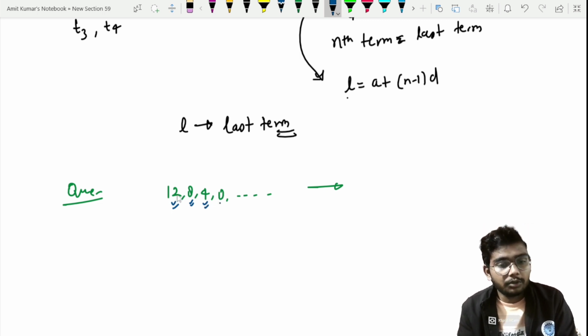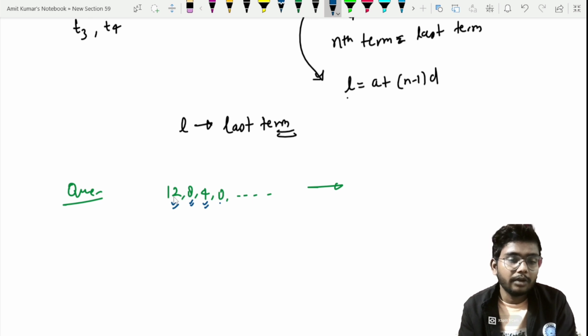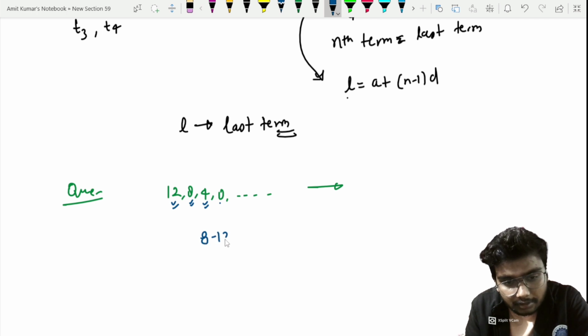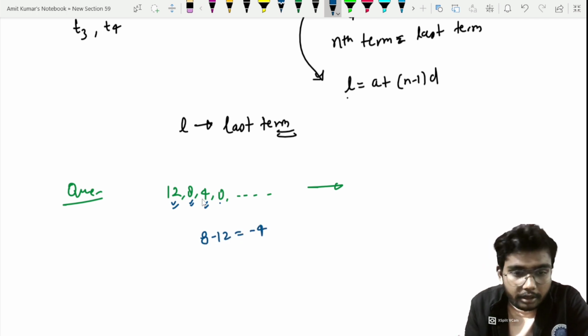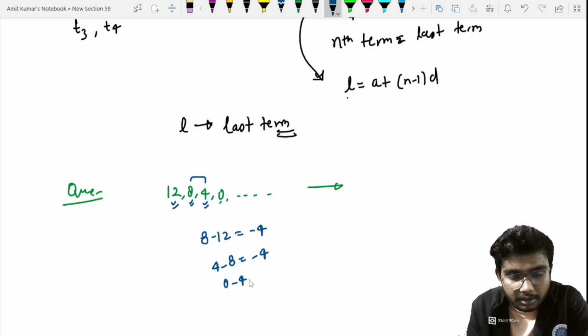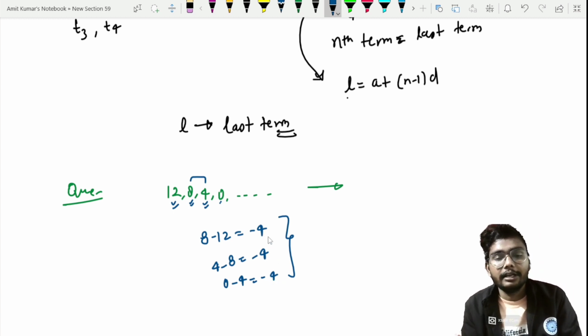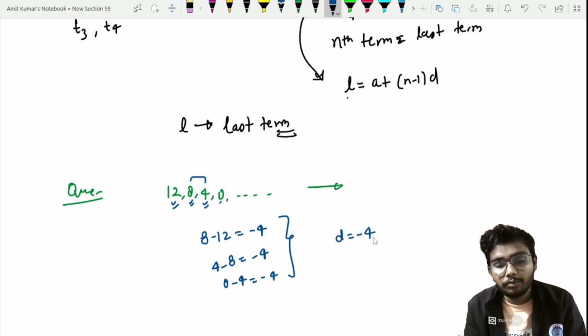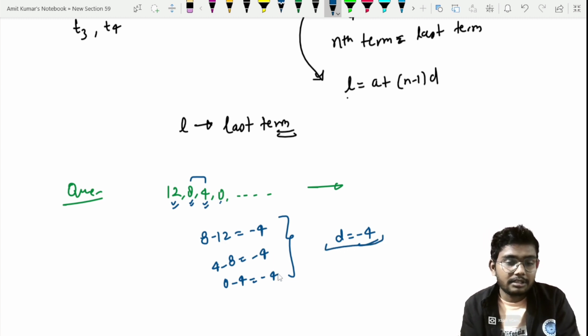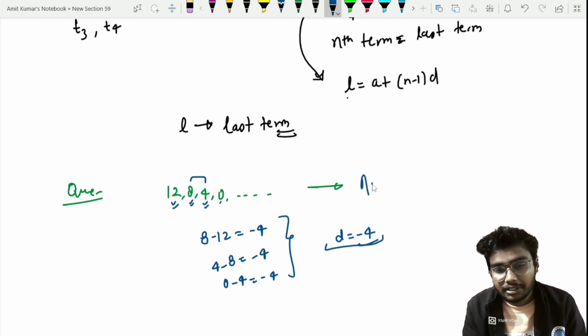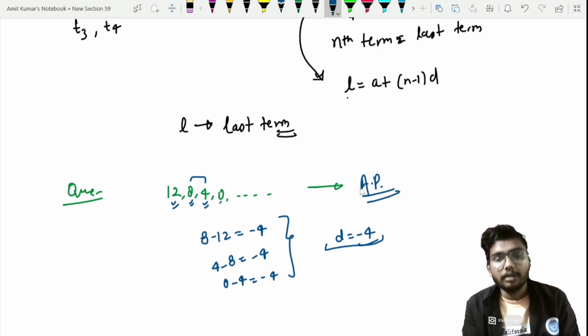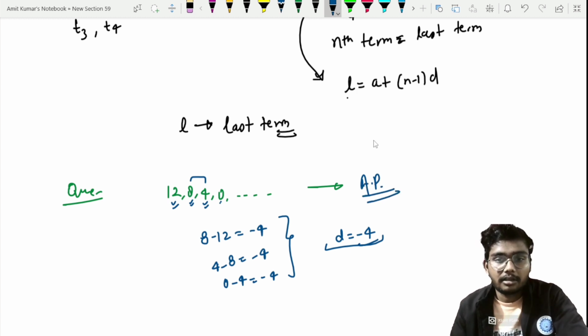Whenever you are finding the common difference, you subtract each term from the next one. So 8 minus 12, we will be getting minus 4. For the next two, 4 minus 8, and this again is minus 4. And for this one, 0 minus 4, and this again is minus 4. It means we are getting the differences the same. So the common difference is equal to minus 4. Since the differences are the same, we can say that yes, this is in arithmetic progression. So this much in this class. Thank you.